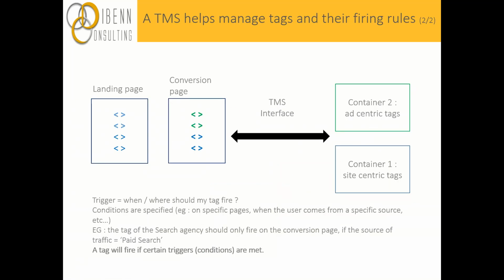To sum it up, at the end of the day, an advertiser will probably have numerous tags on his site or app. Some of them are site or app-centric. They measure what's happening on the site or app and will nurture a site-centric tool like Google Analytics. Others are ad-centric. They correspond to tracking tags that help digital media agencies assess their performance.